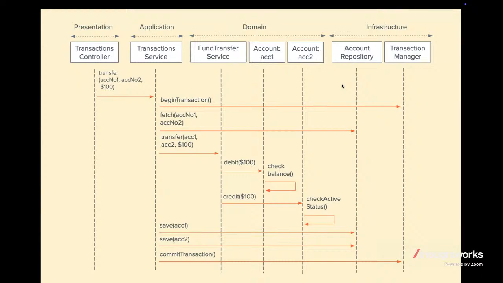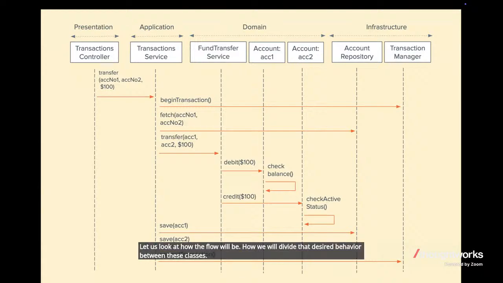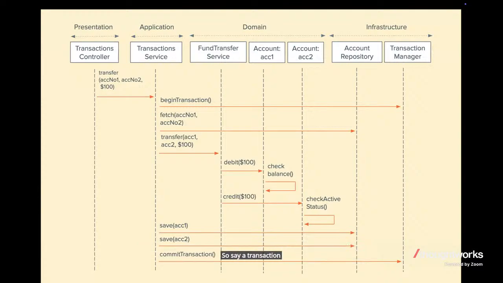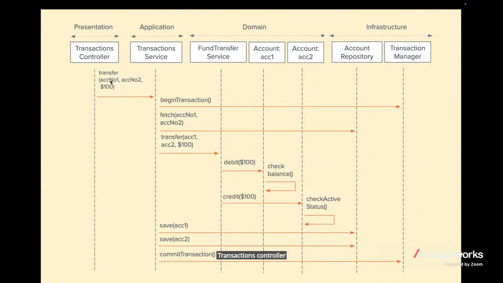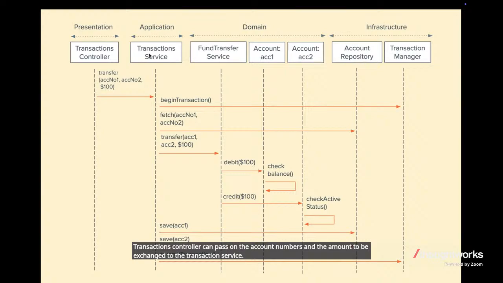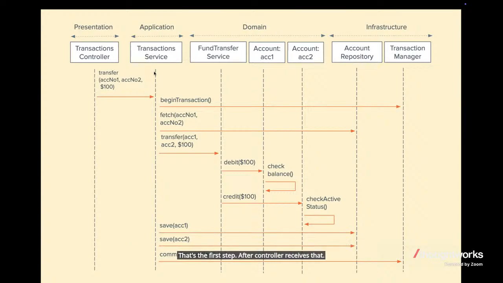Let us look at how the flow will be, how we will divide that desired behavior between these classes. Say a transaction controller exposes an endpoint which allows a consumer to do this fund transfer between the two accounts. When that endpoint is invoked, the transactions controller can pass on the account numbers and the amount to be exchanged to the transaction service. That's the first step after the controller receives the request.